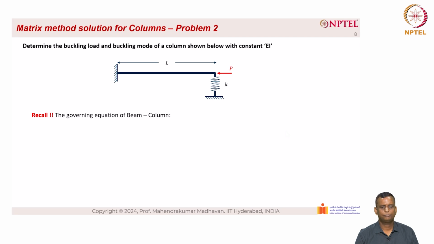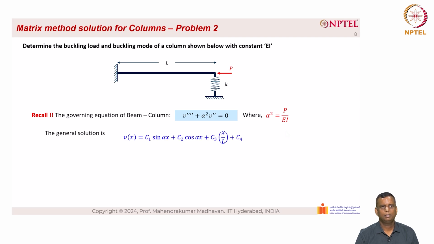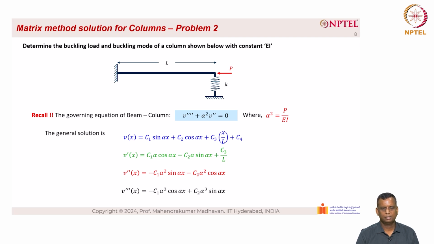Recall the governing equation for the beam column. We have the fourth derivative V dash dash dash dash plus alpha square into V double dash equal to 0, where alpha square equal to P by EI. The general equation is V of x equal to C1 sin alpha x plus C2 cos alpha x plus C3 into x by L plus C4. So V dash of x is C1 alpha cos alpha x minus C2 alpha sin alpha x plus C3 by L. V double dash of x equals minus C1 alpha squared sin alpha x minus C2 alpha squared cos alpha x. V triple dash of x equals minus C1 alpha cube cos alpha x plus C2 alpha cube sin alpha x.